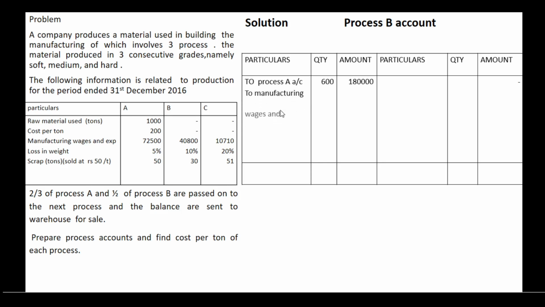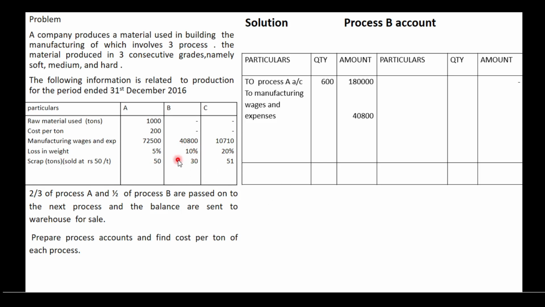So now manufacturing wages and expenses, the amount for process B is 40,800 rupees. And the next one, loss in weight, that is 10% for process B.